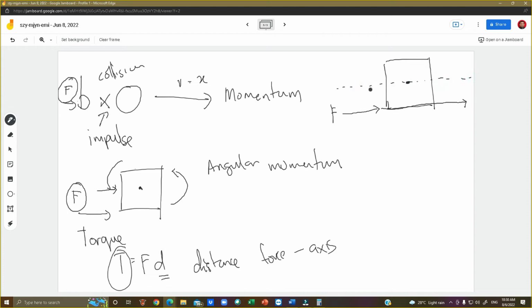This is an imaginary line. And from the axis, straight to the force line, you need to have one straight line. This is the perpendicular line. So this line represents D, the distance between the force application and the axis, ataupun dia punya radius.